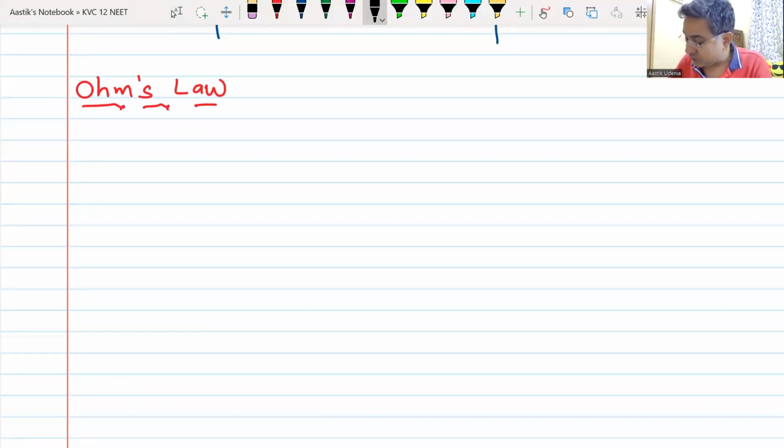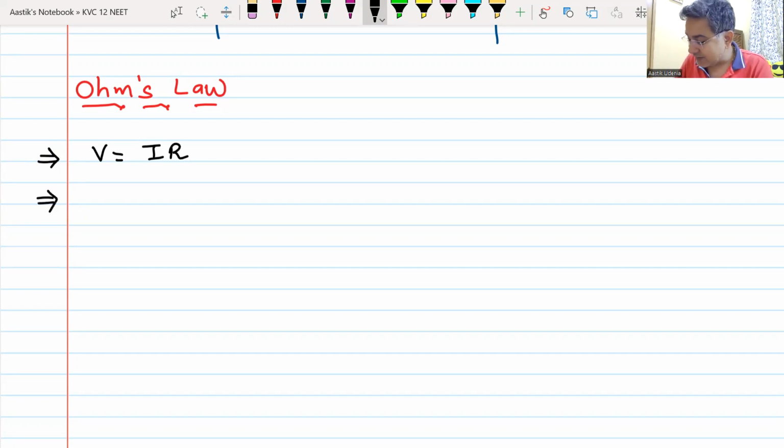We have seen that Ohm's law, V is equal to IR. Yes or no? V was standing for voltage drop across the resistor. I was the current in the resistor, and R was the resistance of the resistor. We remember this? Yes, sir. Now, this is one way of writing this Ohm's law, but there is one more way, the original way of writing Ohm's law.